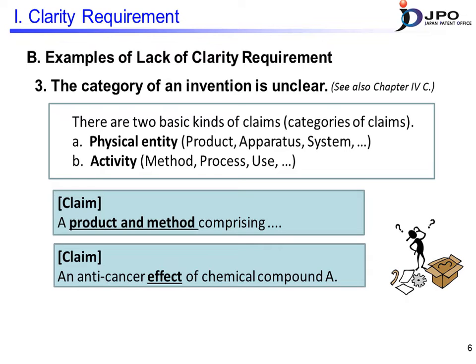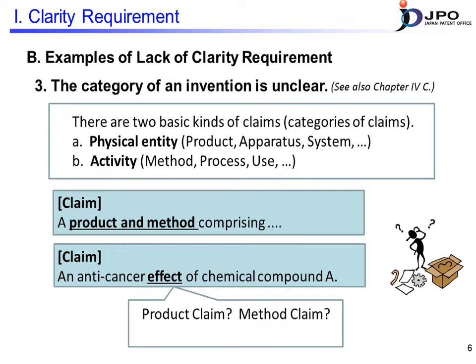Now, please remember the second role of patent claims. The claim serves as the basis for determining the technical scope of the patented invention. The technical scope of the patented invention differs by the category of invention. Therefore, if the category of invention cannot be determined based on the statements of the claim, the technical scope of the patented invention cannot be determined. As shown in this example, if the category of invention is unclear, the claim is also unclear.